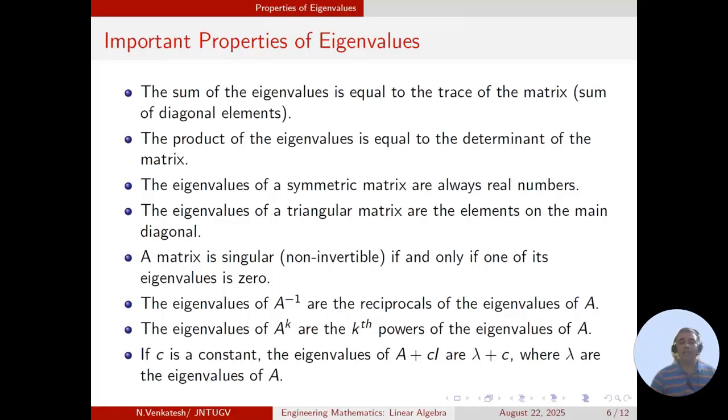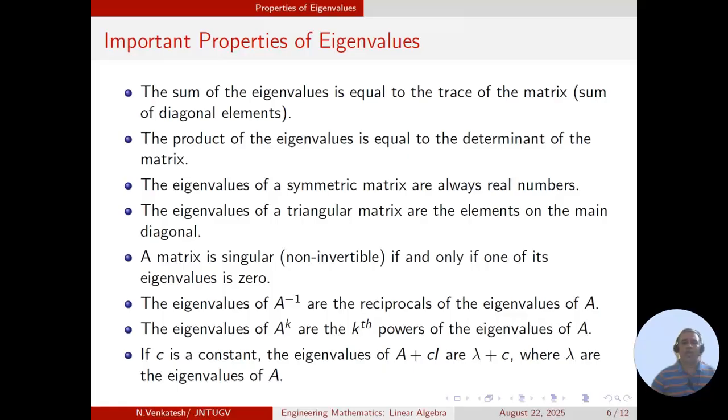A matrix is a symmetric matrix if A transpose is equal to A. Now the eigenvalues of a symmetric matrix are always real numbers. Similarly, the eigenvalues of a lower triangular or upper triangular matrix are the elements of the main diagonal. A matrix is singular, that means its determinant is 0, if and only if one of its eigenvalues is 0, because the product of the eigenvalues is equal to the determinant.